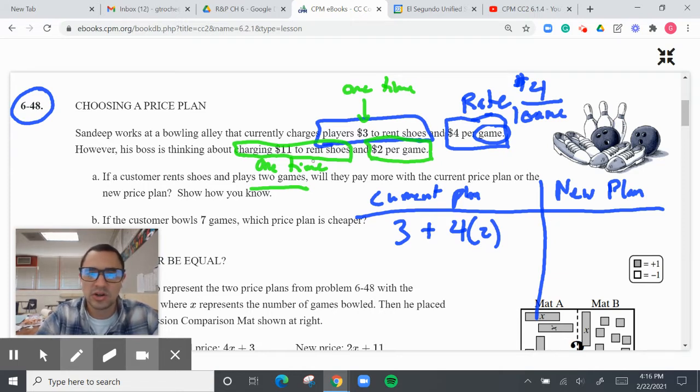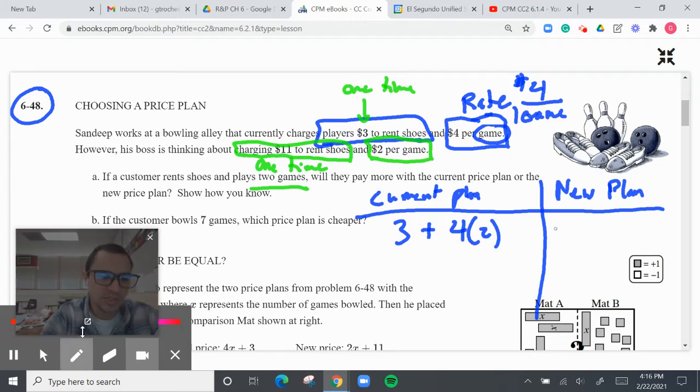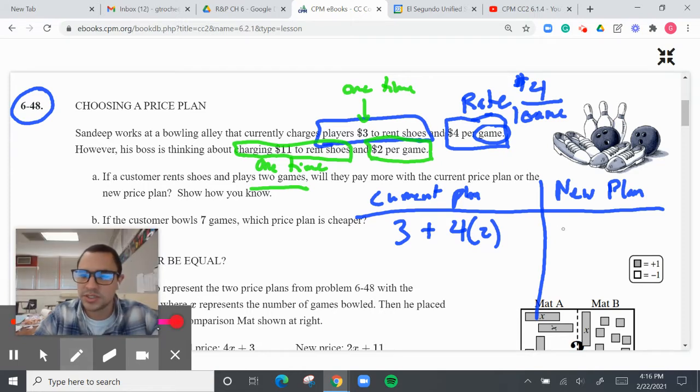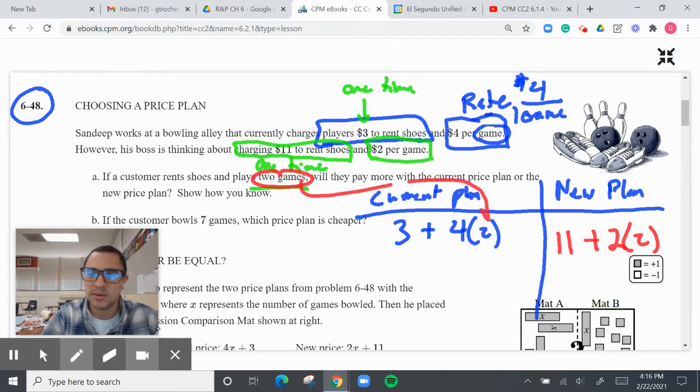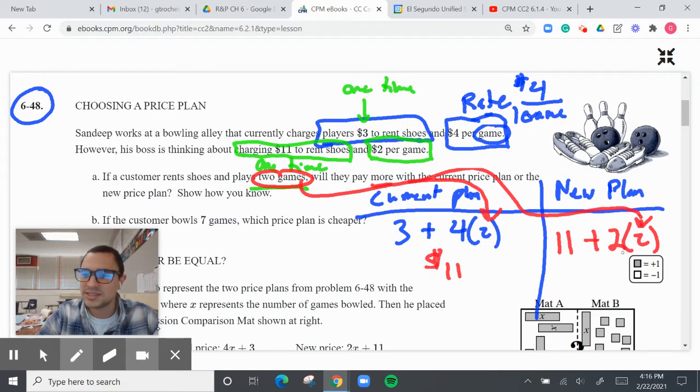And then we have our schedule changes, right over here. So we have $11 plus $2 per game. And I'm going to do 2 games. Remember, I'm only doing 2 games, so I've got to make sure I input that there and there. So that's going to be $8, $9, $10, $11. And then this one is going to be $11, $12, $13, $14, $15.